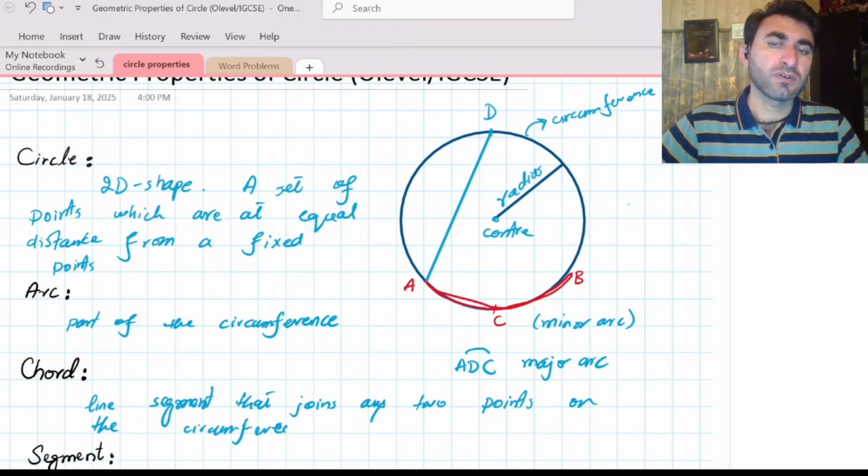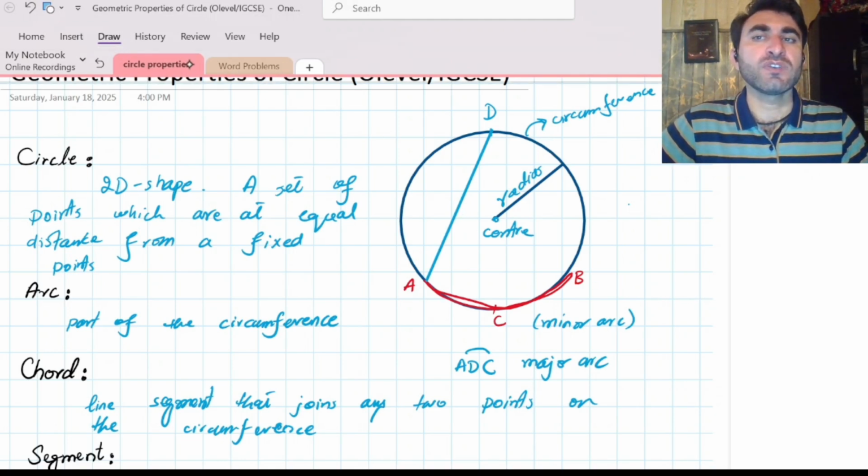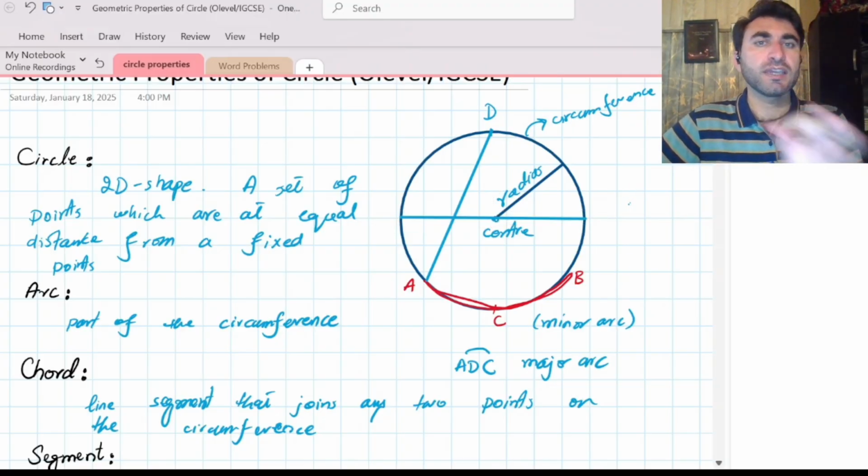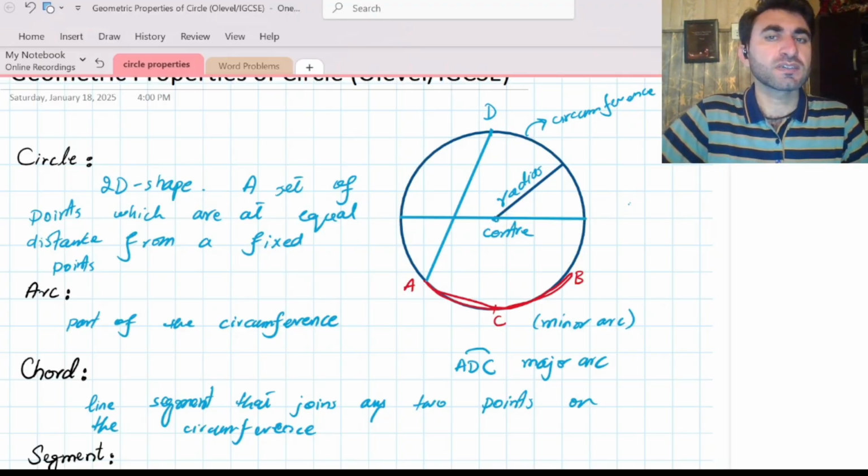And if this chord passes through the center, then we call it the diameter, and we already know that the diameter is basically double that of the radius. So this will be the diameter. Any chord which passes through the center of the circle is a diameter.